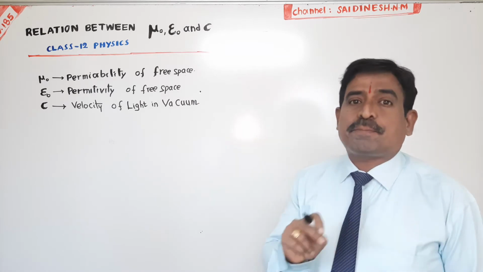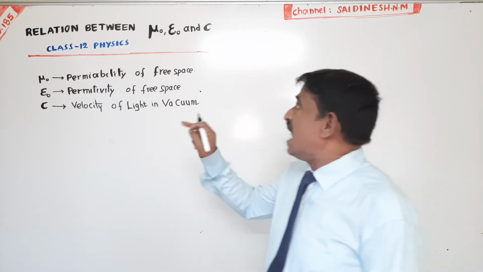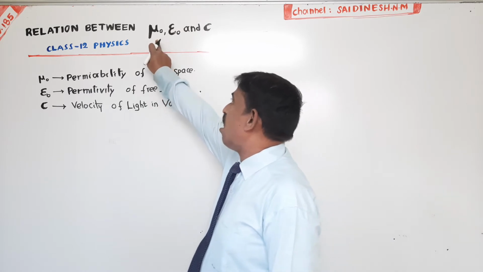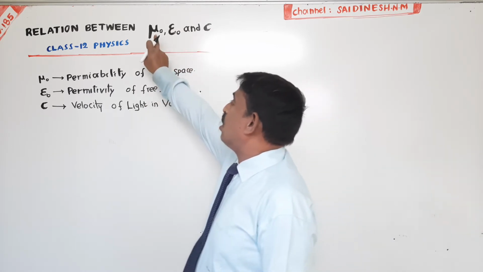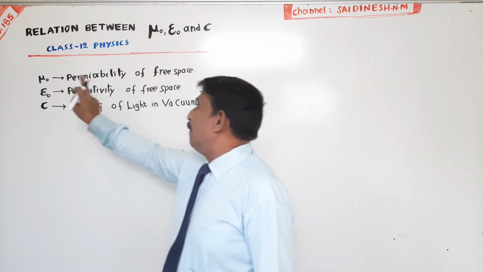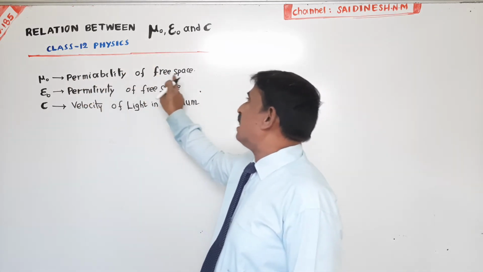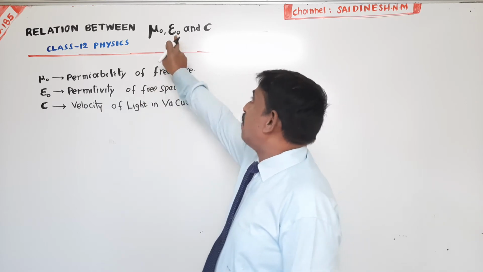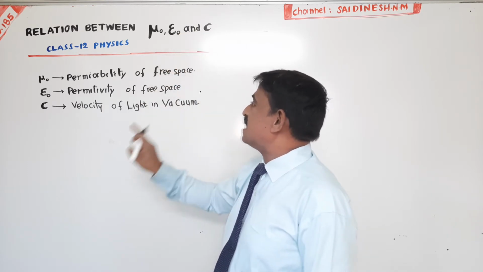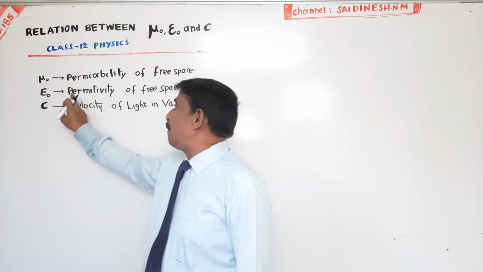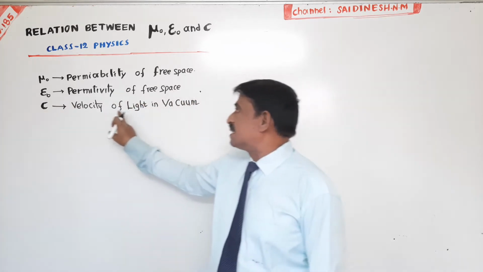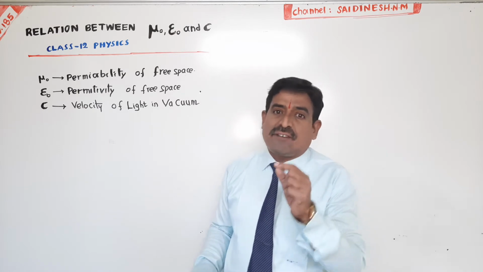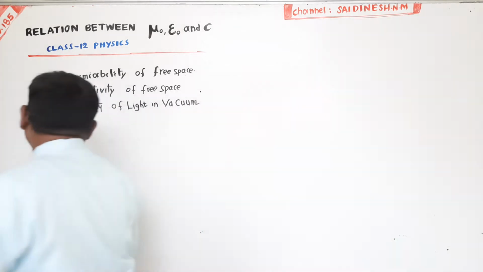Today I am explaining the relation between mu naught, epsilon naught, and c. Mu naught represents the magnetic permeability of free space. Epsilon naught represents the electric permittivity of free space. Small c represents the velocity of light in vacuum.